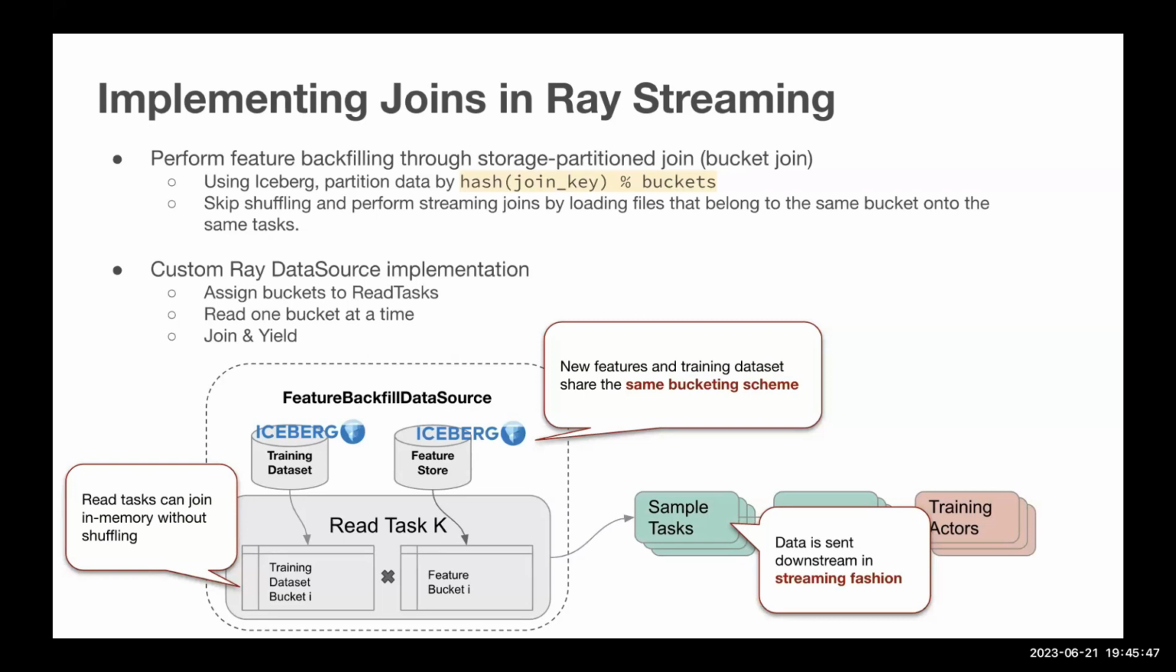And then the read task isn't going to perform any form of shuffling. Ray's good at shuffling, but we're not going to do it because we want everything to be in a streaming fashion. So the read task is going to go through the buckets, load files that belong to the same bucket from the left-hand side and right-hand side, perform an in-memory join, and yield it to the downstream of the pipeline. It's just going to keep doing it, right? And this is how we are going to be performing joins in Ray streaming. There's no magic way to skip shuffle if we don't start pushing stuff into the storage layer, but we are going to be making this happen.